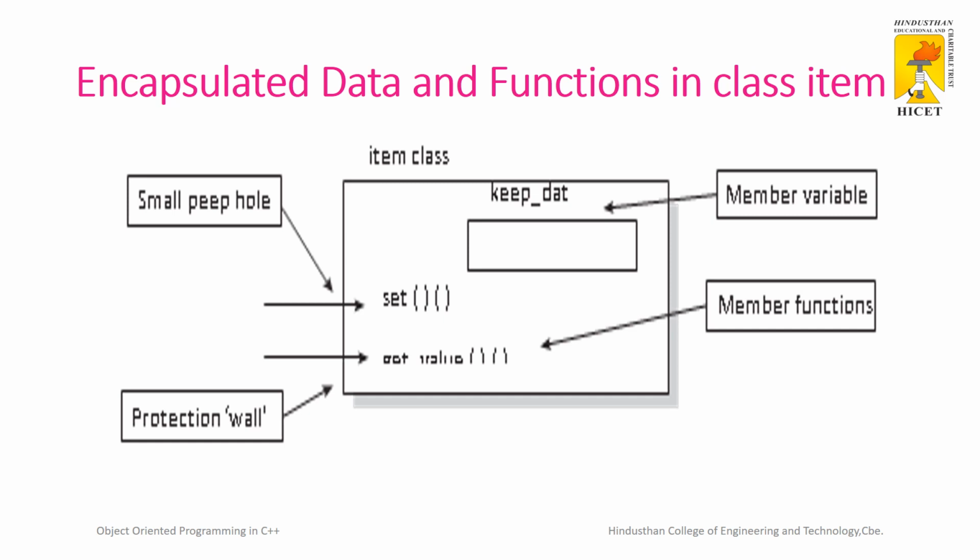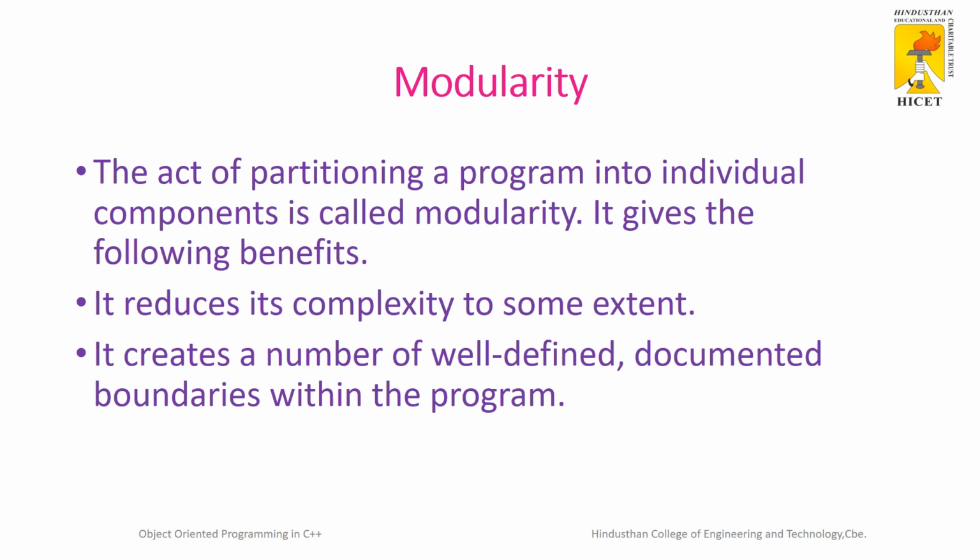Now, encapsulated data and functions in class item. In this, there is a class called item. In the class item, the data will be inside and the functions will be inside. Set value is one function, get value is another function. The kept data is called a member variable, and these functions are called member functions, in which the data are kept inside and the functions are called from outside.